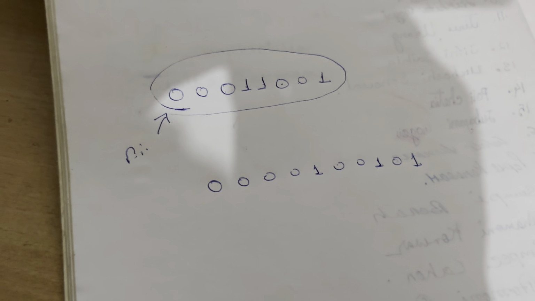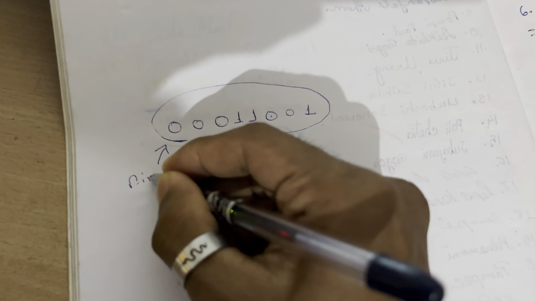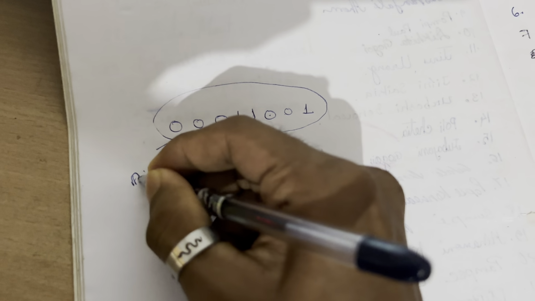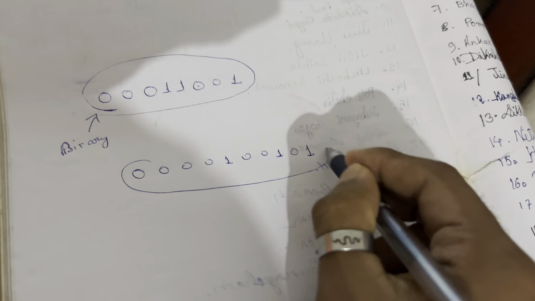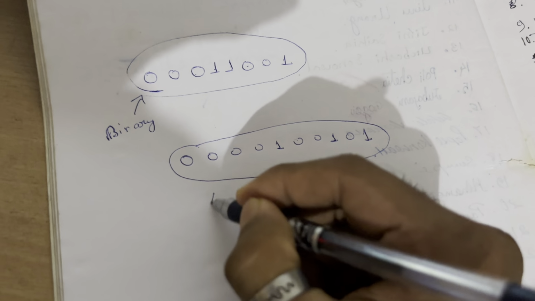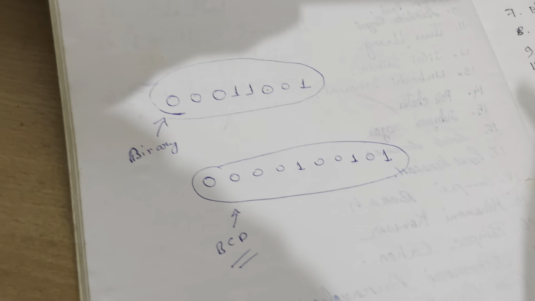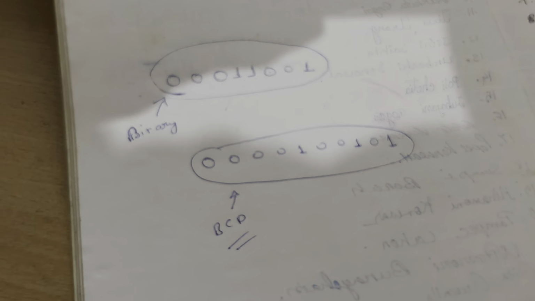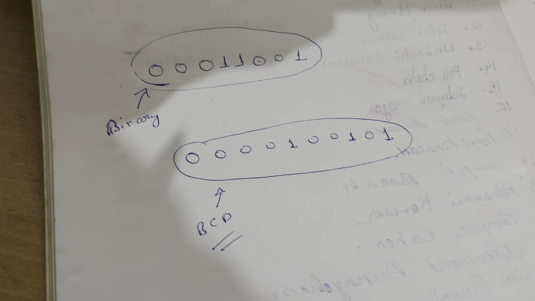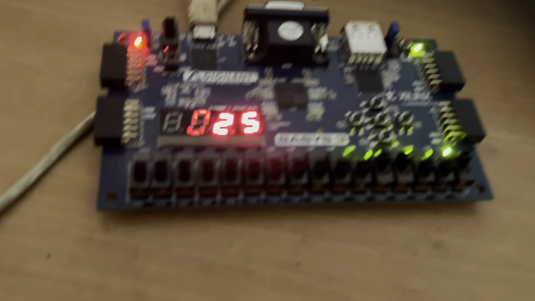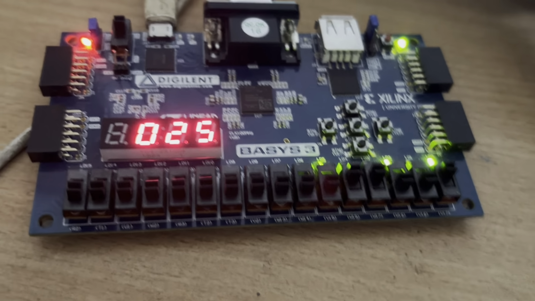So this is our binary input, and this is our BCD output. In this way we calculate the binary to BCD conversion through our FPGA board. Thank you.